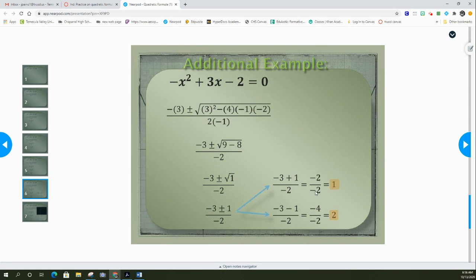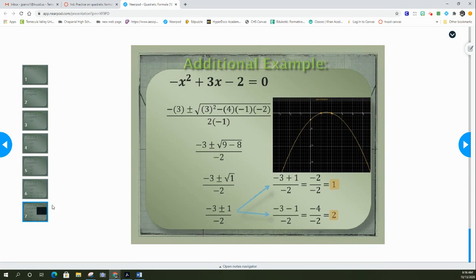Negative 3 plus 1 is negative 2, divided by negative 2 is positive 1. Negative 3 minus 1 is negative 4. Negative 4 divided by negative 2 is positive 2. So the two answers are 1 and 2. And if you graphed it, you can see that the x-intercepts are at 1 and 2. Because it was equal to 0, that's what we're finding, the x-intercepts. So the graph supports our algebra.